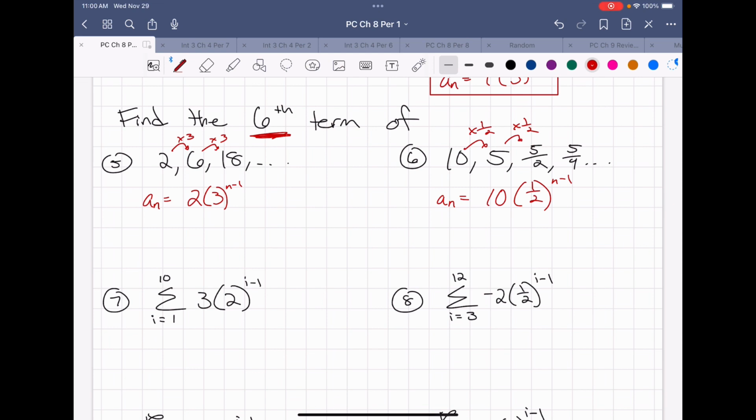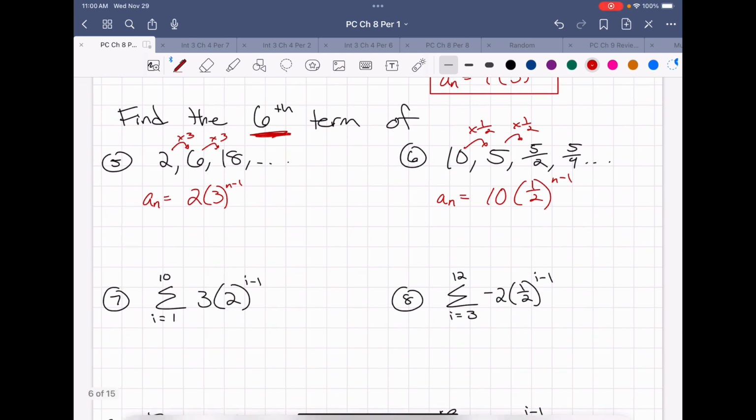Okay, so you have a sub n, the equation of the sequence. To find the 6th term, you're plugging 6 into the exponent, which is really 2 times 3 to the 5th, which I can't do without a calculator, but that's 486.